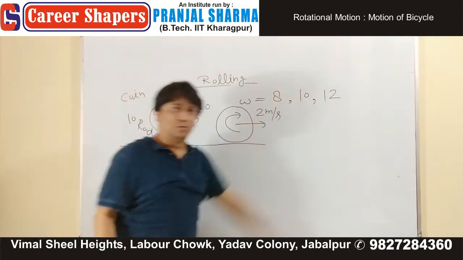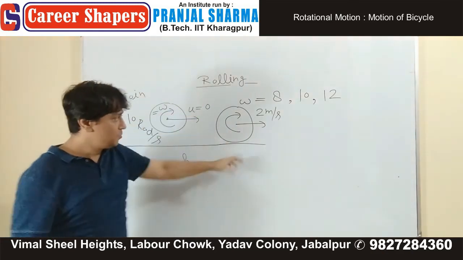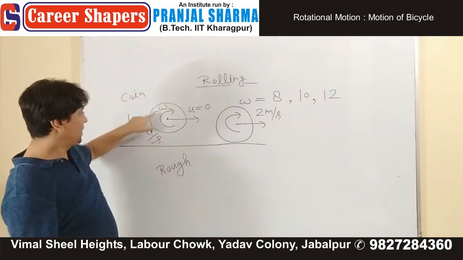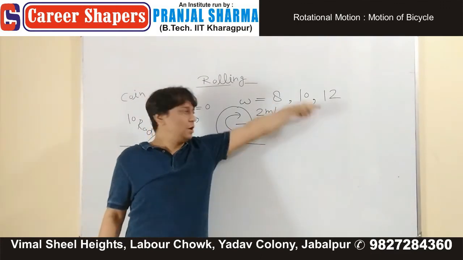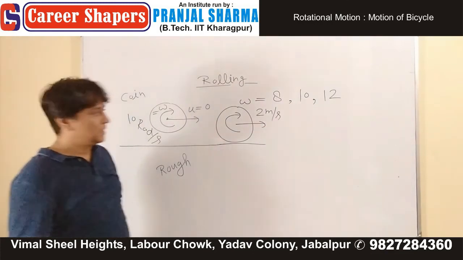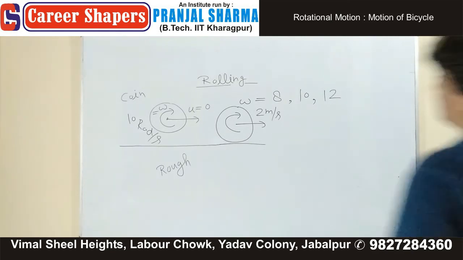Has this feeling developed in you? Initially omega was 10, u was 0, you placed it on the ground, and the speed increased to 2. What I'm asking you is omega from 10 will remain 10 or decrease to 8 or increase and become 12. What do you think? What do you think omega will become? 8, 10 or 12? No response. Nobody. Watch.